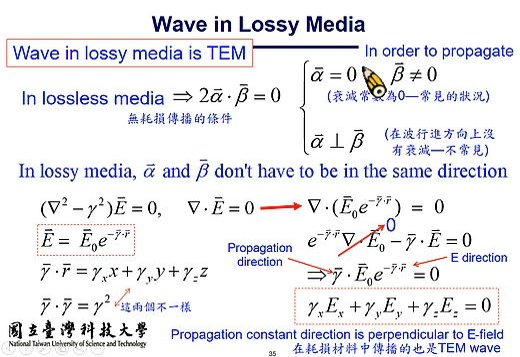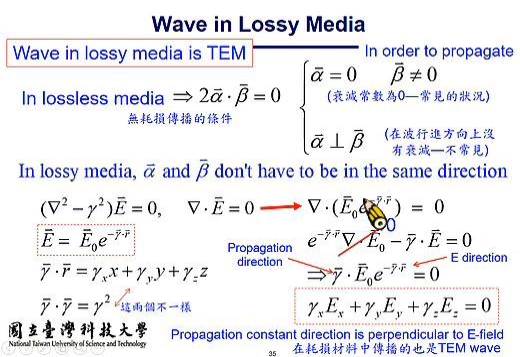It's a special case where you have different directions for your attenuation constant and your phase constant. So in lossy media, alpha and beta don't have to be in the same direction. Even though they are in the same direction most of the time, they are not necessarily in the same direction. So let's check the wave equation for the electric field again.